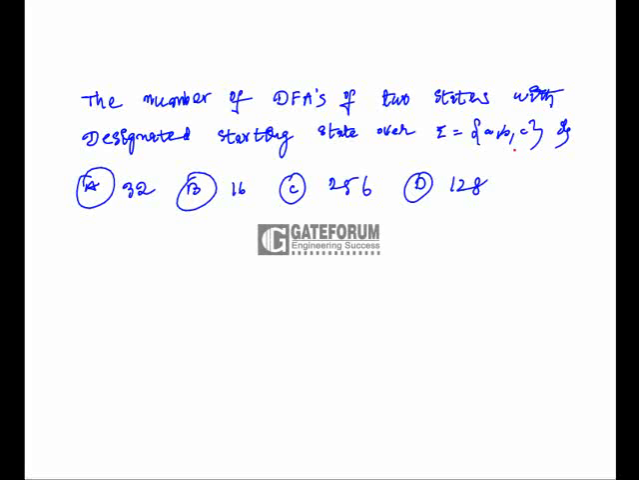DFAs of two states with designated starting state over sigma equal to {a, b, c} is: option A 32, option B 16, option C 256, option D 128.